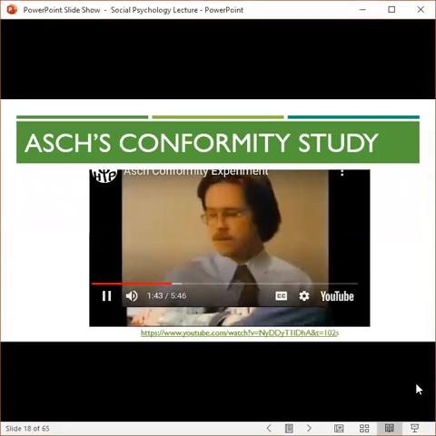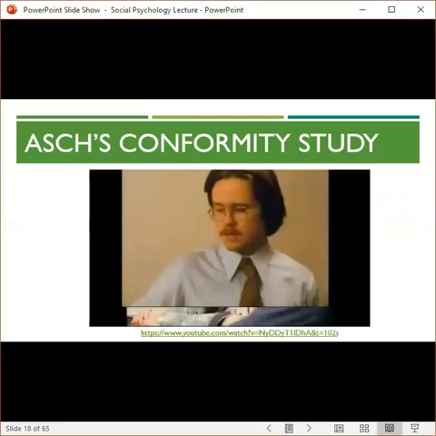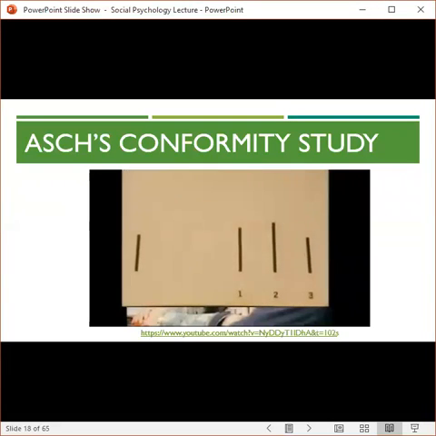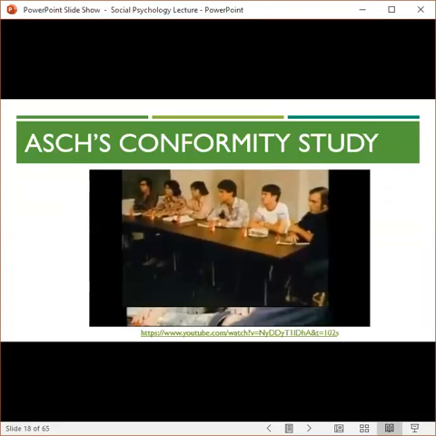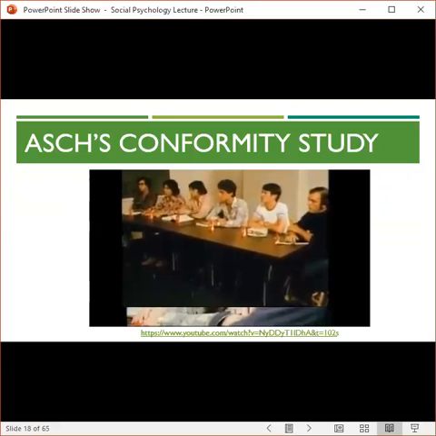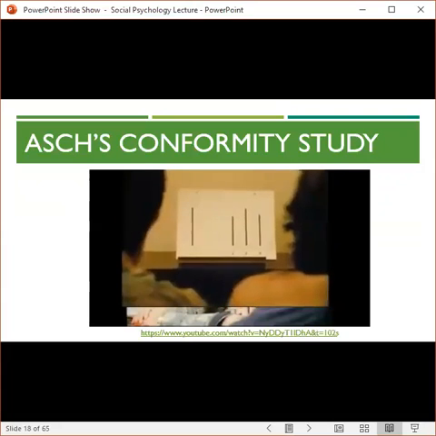As you can see here, I have a number of cards, and on each card there are several lines. Your task is a very simple one. You're to look at the line on the left and determine which of the 3 lines on the right is equal to it in length. All right, we'll proceed in this order. You'll give your answer. Only one of the people in the group is a real subject, the 5th person with the white t-shirt. The others are confederates of the experimenter and have been told to give wrong answers on some of the trials. The experiment begins uneventfully as subjects give their judgments.